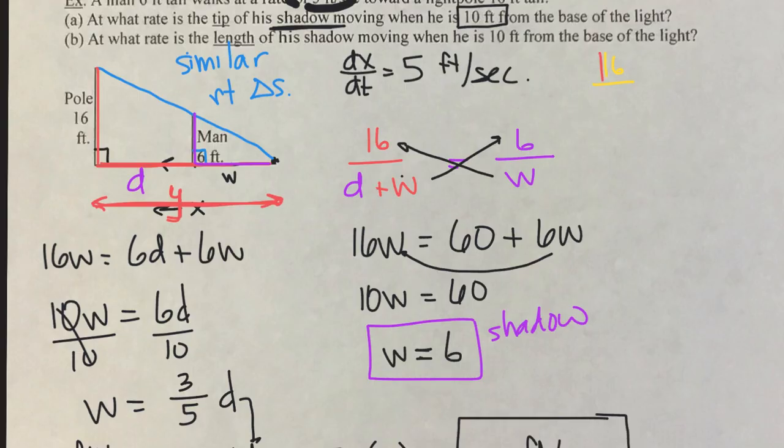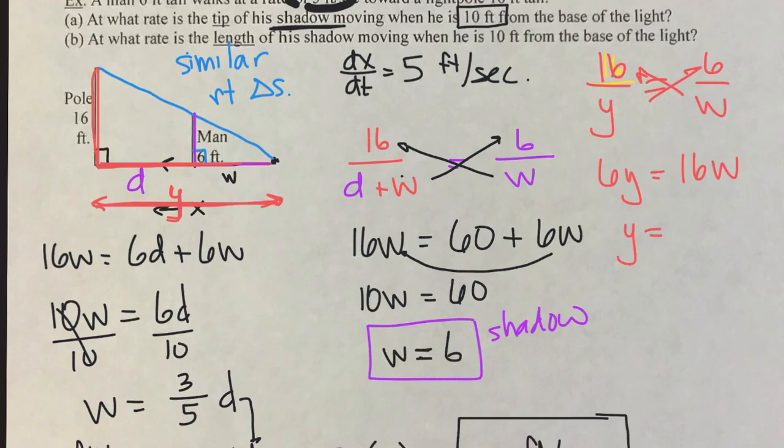So it's going to be 16 over y, right? It's the proportion, the pole over the entire distance equals 6 over W. So we can cross multiply here and we get 6y equals 16W. Now let's take the derivative of this. Actually, sure, let's solve this for y first. So y equals, divide both sides by 6. We can reduce this to 8/3 W.